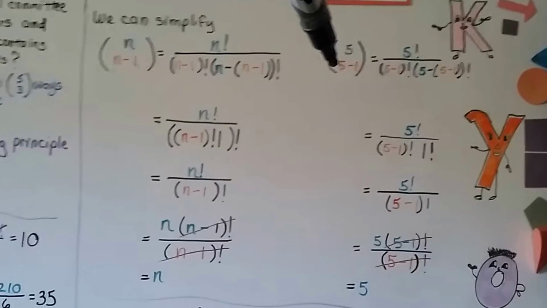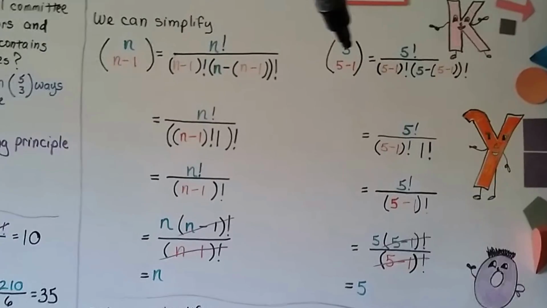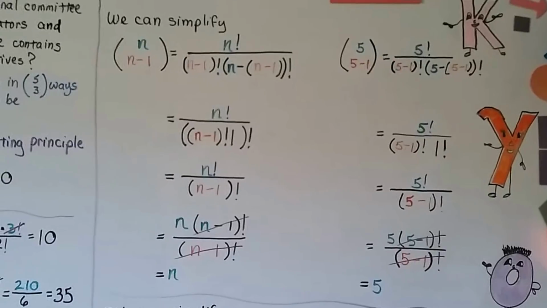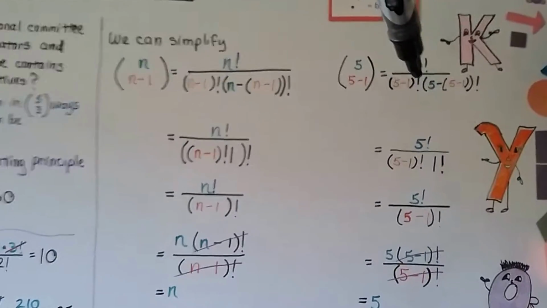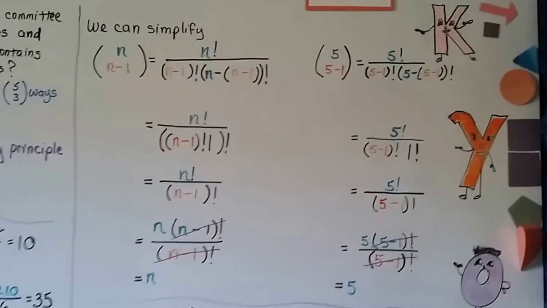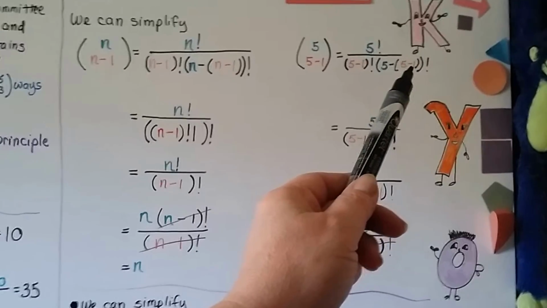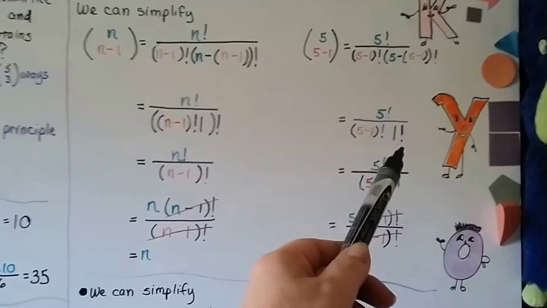If we have a 5 choose 5 minus 1, that's really like 5 choose 4, isn't it? That means we have 5 factorial. For our r, we have 5 minus 1 factorial. We need to do n minus r factorial, so we've got 5 minus 1 factorial. Well, if we had a 5 and did minus 5 minus 1, that means we have 5 minus 4, doesn't it? That's a 1. See how we got the 1?